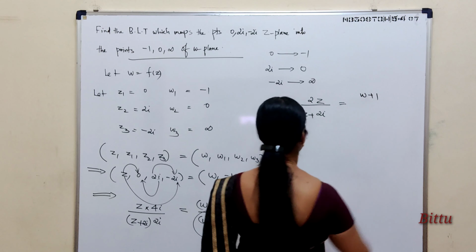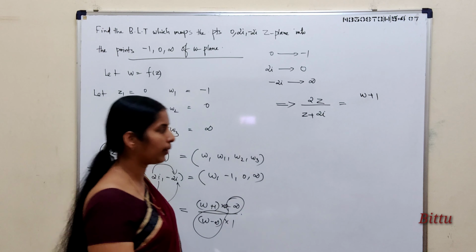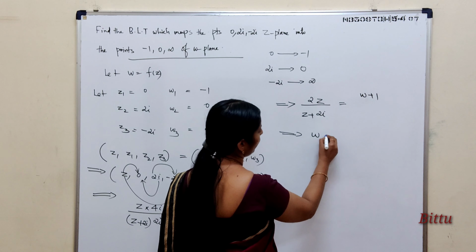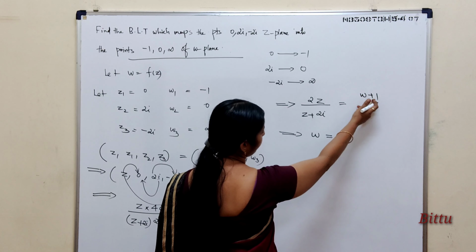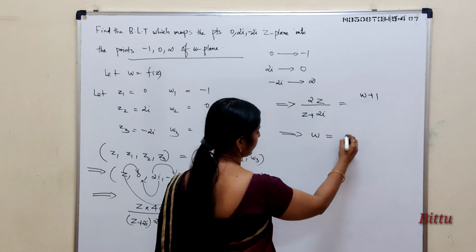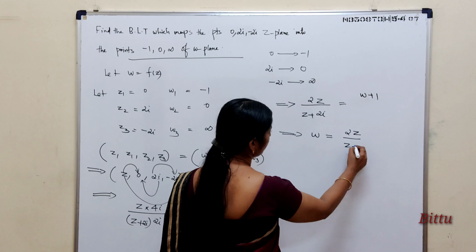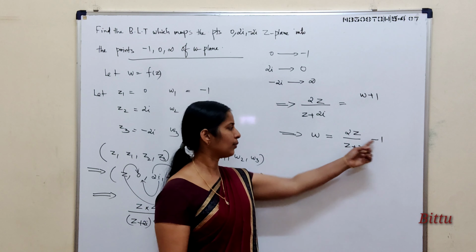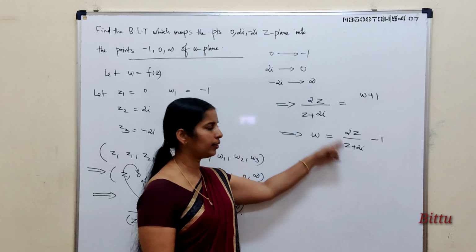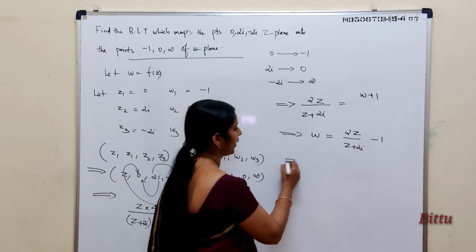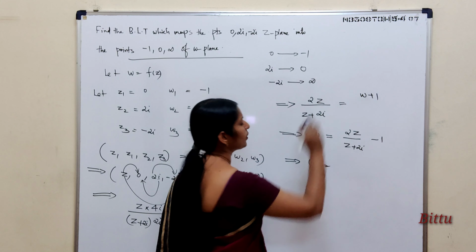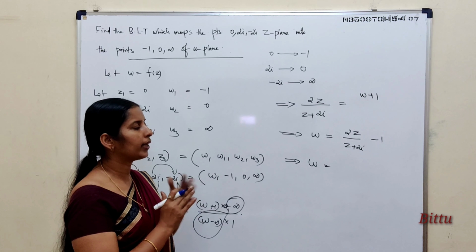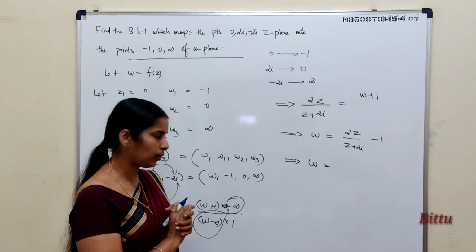omega plus 1 divided by 1. Which implies, what is omega? Omega is equal to, you take minus 1 to the other side, that is 2z by Z plus 2i minus 1. See, when minus 1 goes to the other side, it is omega plus 1 is equal to this one. It's correct. On the right side, anyway you find omega. You cross multiply and take the terms of omega to the left side. Then you find what is omega.